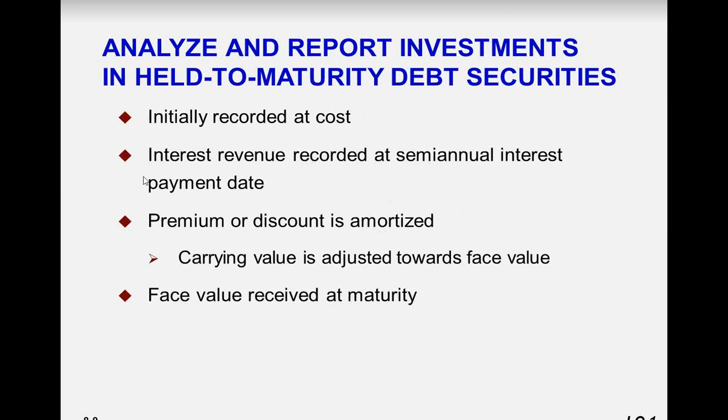Okay, so again, the carrying value is adjusted back toward the face value, and then the face value is received at maturity. So when we were talking a little earlier about $1,000, if we had issued that bond at 96, we would have had a discount of $40 that over its life we slowly added to the interest expense if we were the company, interest income if we were the investor.